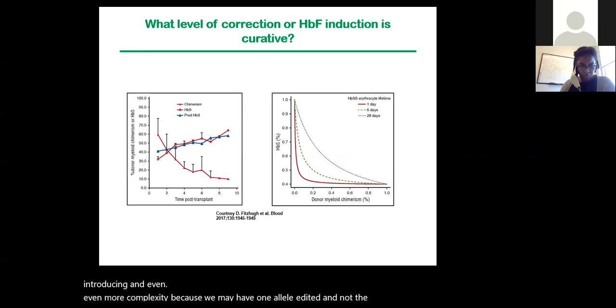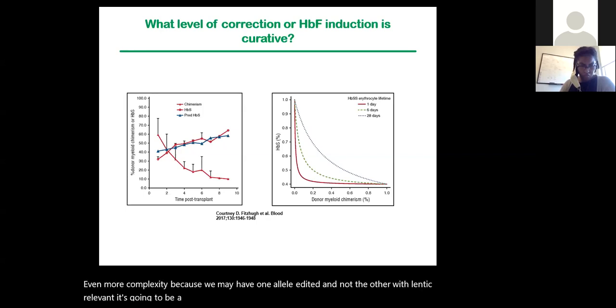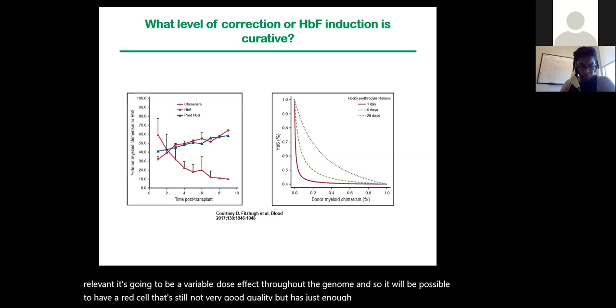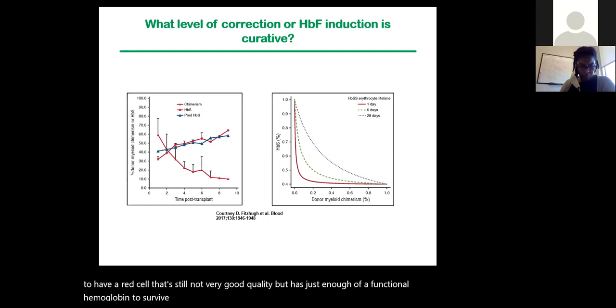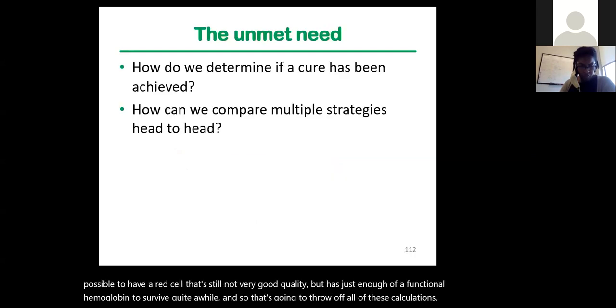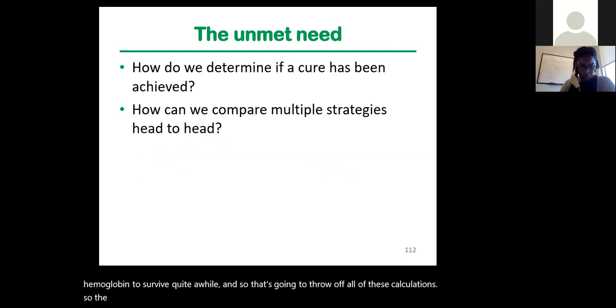With lentiglobin, it's going to be a variable dose effect throughout the genome. And so it'll be possible to have a red cell that's still not very good quality, but has just enough of a functional hemoglobin to survive quite a while. And so that's going to throw off all of these calculations. So the unmet need is how to determine if a cure has been achieved, how to compare these multiple strategies head to head with something meaningful.